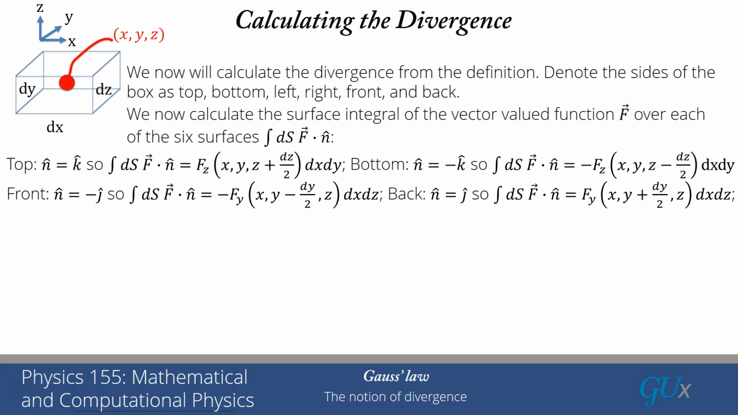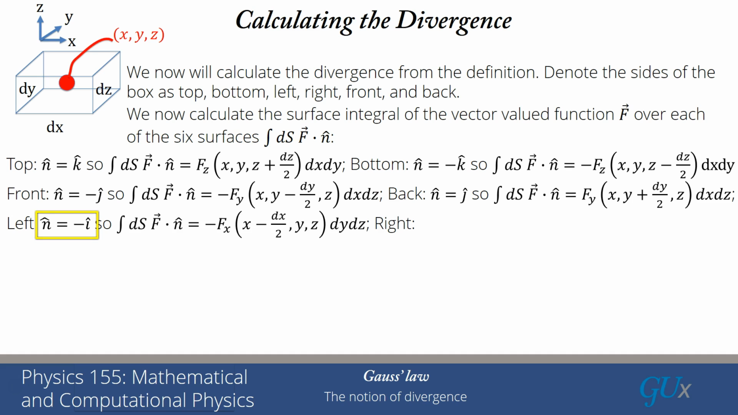Now that we're getting comfortable and good at doing these, we can go and evaluate the left and right sides. On the left side, my unit vector is minus i hat. So I get minus fx of x minus dx over 2, y, z times dy dz. On the right, n hat is equal to i hat, and so I get fx of x plus dx over 2, y, z times dy dz.